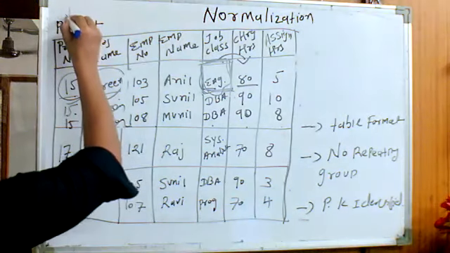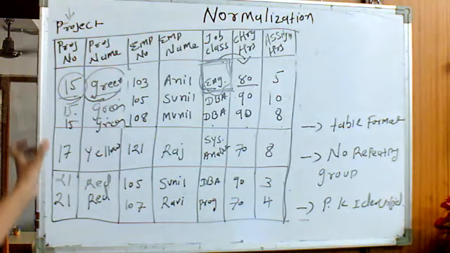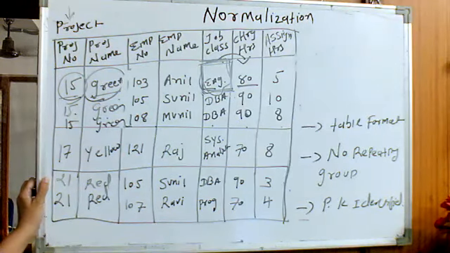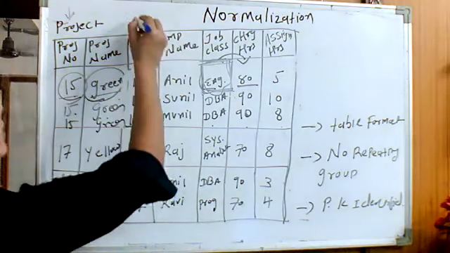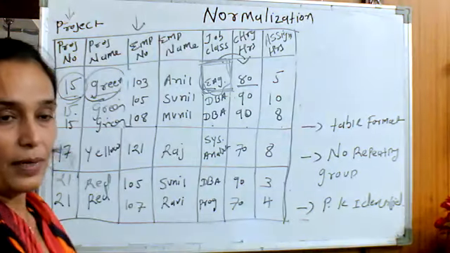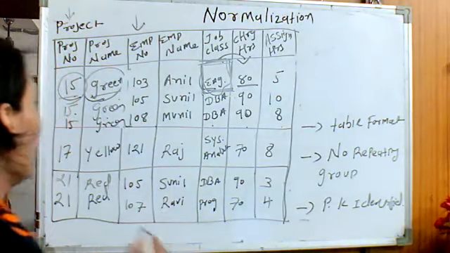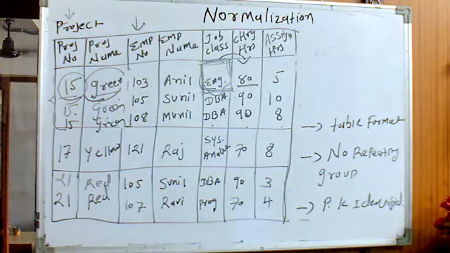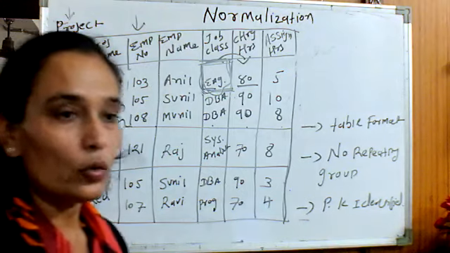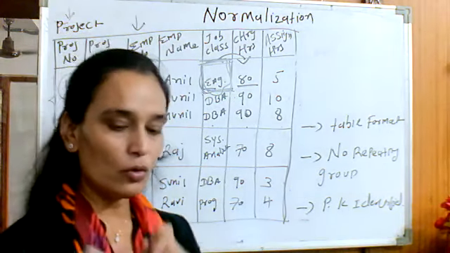So can we assign project number as a primary key? No, we cannot assign project number as a primary key. Can we assign employee number as primary key? We cannot assign employee number as a primary key. Why? Because project number and employee number contain duplicate values. Primary key column must be unique and not null.